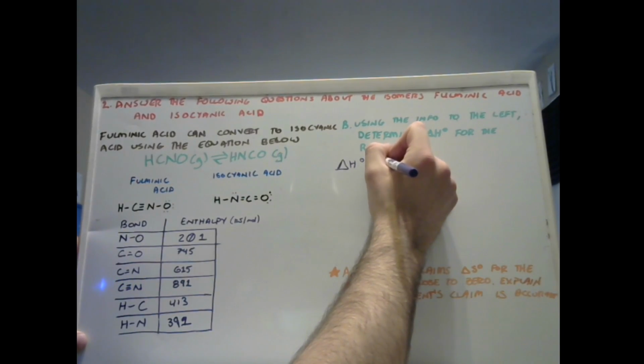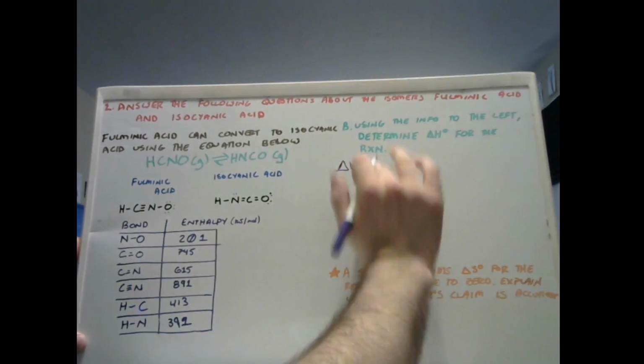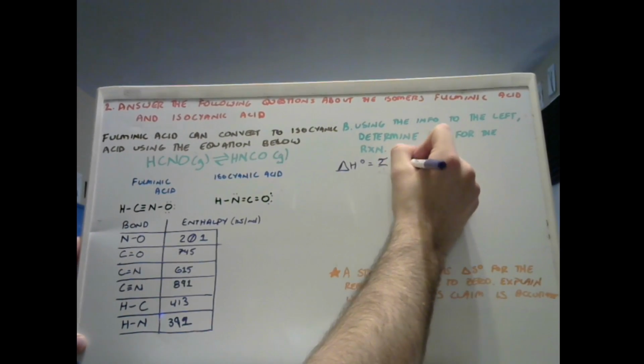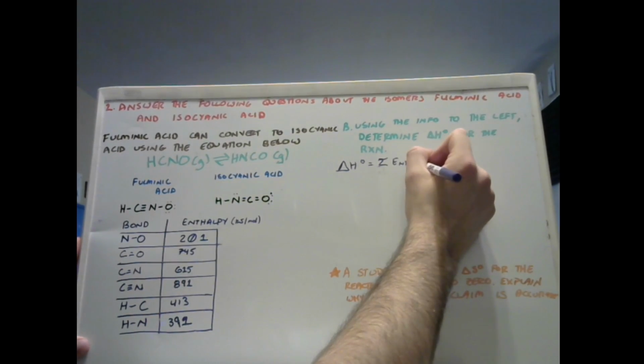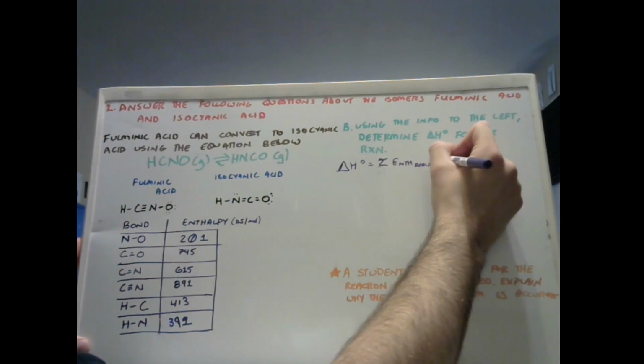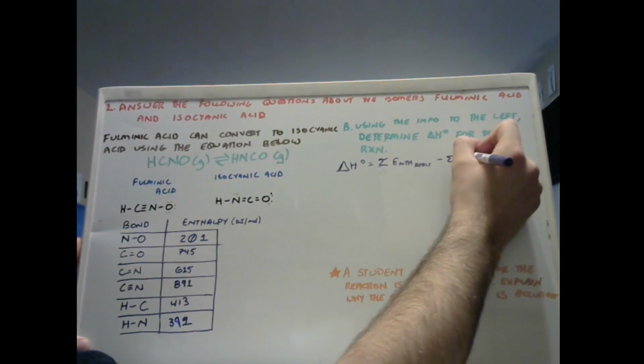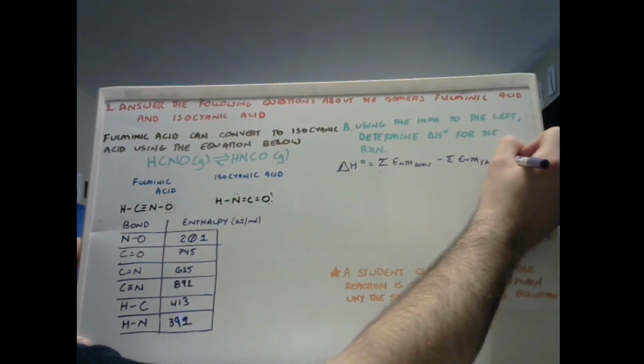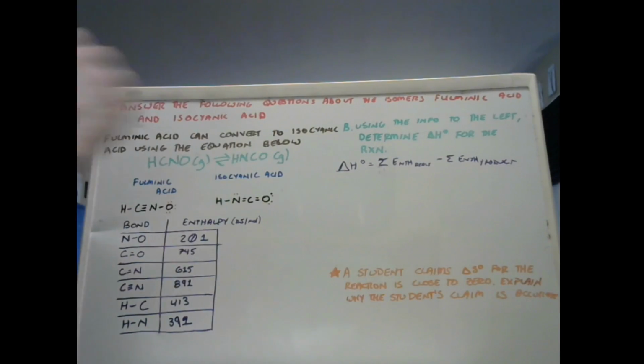equals the sum, or sigma, of enthalpies of your reactants minus the enthalpies of your products. Most textbooks will say broken and formed. I tend to go reactants and products so you can tell them apart. Basically, the amount of energy it takes to break these bonds minus how much energy is freed up when these bonds are reconstituted tells you what your delta H is.